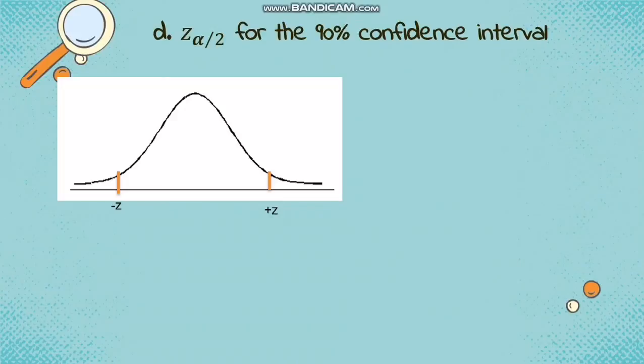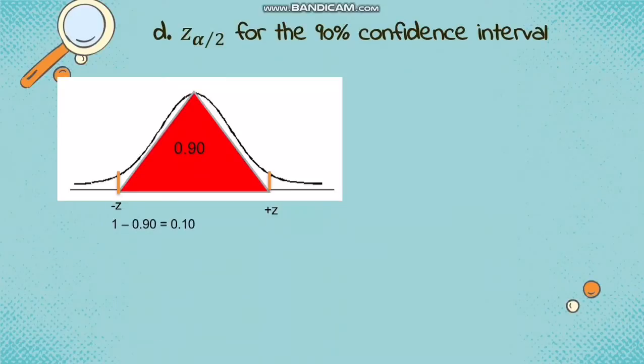D, z sub alpha over 2 for the 90% confidence interval. By the use of the normal curve distribution between negative z and positive z, the area of this region is based on the confidence level, which is 90%. So this area is 0.90. Let's first find the alpha, which is 1 minus 0.90, equal to 0.10. Then let's look for the alpha over 2, which represents the area in each of the tails. Alpha over 2 is equal to 0.10 over 2, which is 0.05. Then, 0.90 plus 0.05 is equal to 0.95.